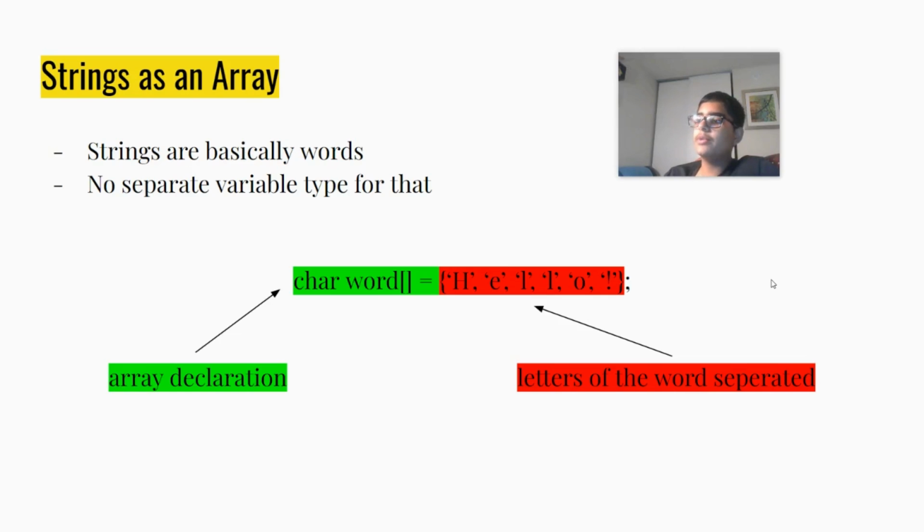As mentioned earlier, we can also use arrays to write strings. There is no data type for strings in C, unlike other languages like Python and Java, so we are forced to use arrays. This is done by separating our word into letters and then storing them in separate indices. So this is how it works. You take our char word, which is our array declaration, and then we put in the letters of the word separated. So if you want to put in hello, we would write H E L L O, and then of course our exclamation mark.